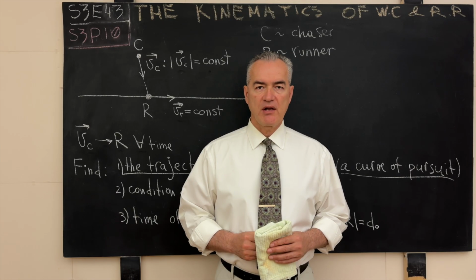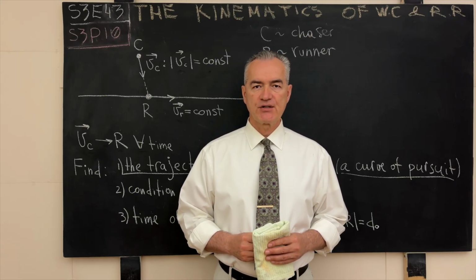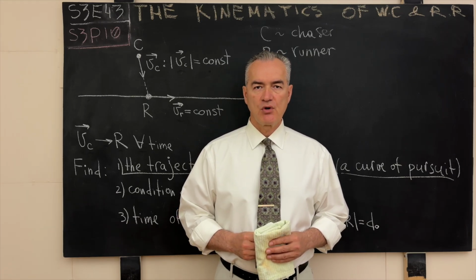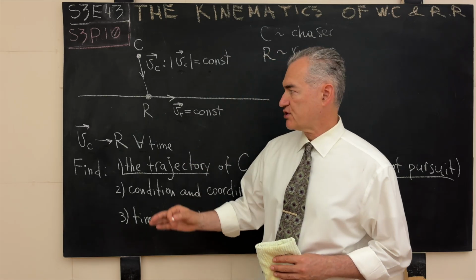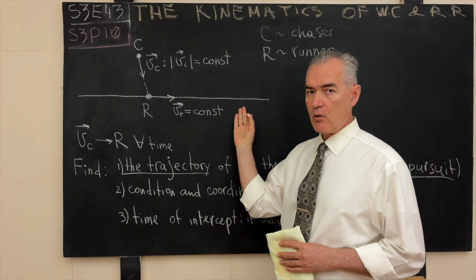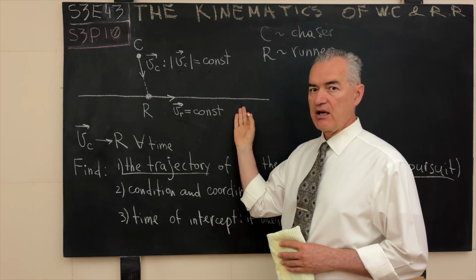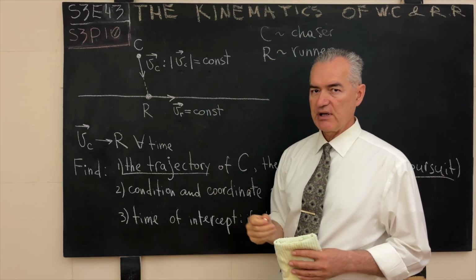Welcome to the Problemers Channel, Season 3, Episode 43, the episode which I titled The Kinematics of Wile E. Coyote and Roadrunner, because in this episode we will solve a classical pursuit problem where a runner moves along a straight line with a constant speed and a constant velocity, obviously, and a chaser is located somewhere off of that straight line, but in the parent plane.